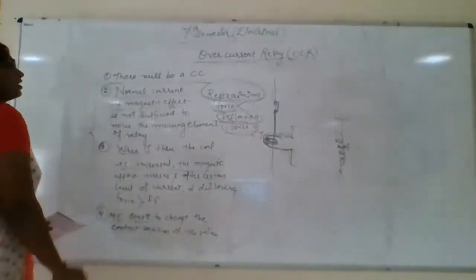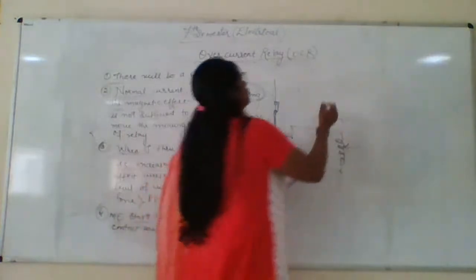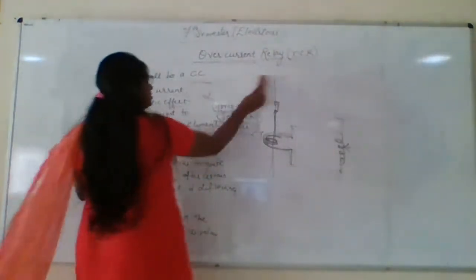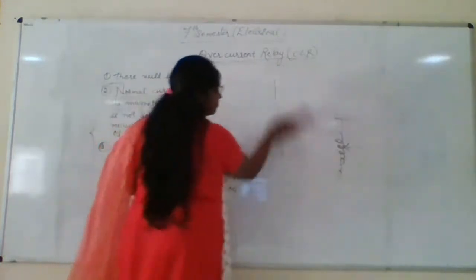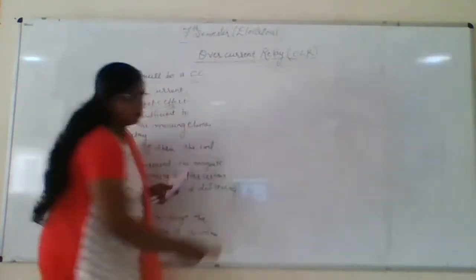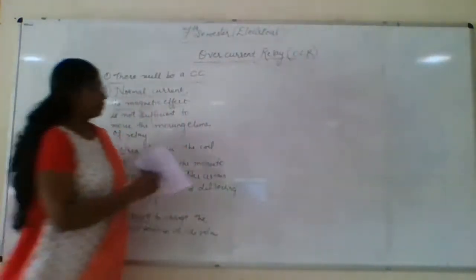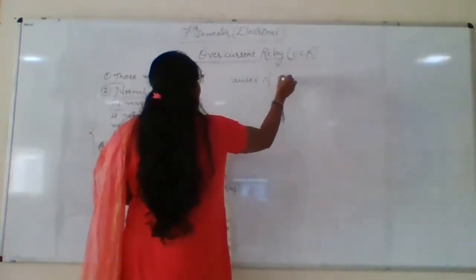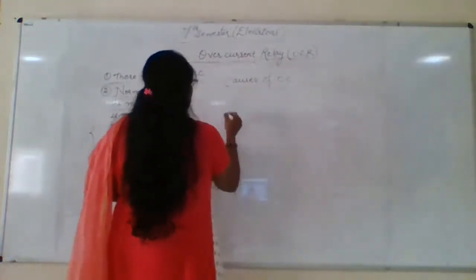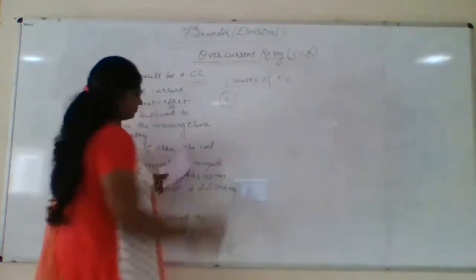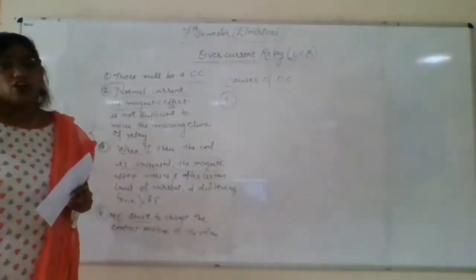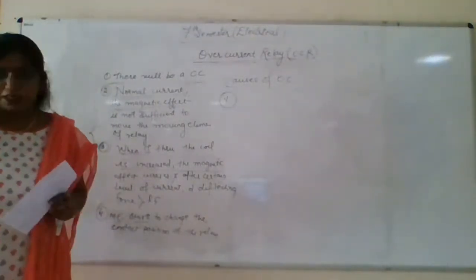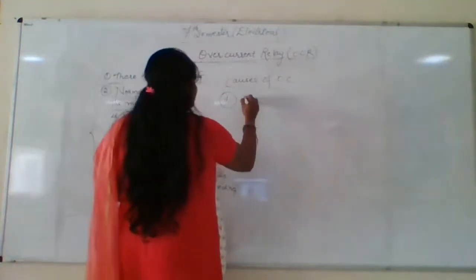So again, now moving towards causes of overcurrent. I believe this is clear to you, children. So now, causes of overcurrent. What is overcurrent? There are mainly three noticeable major causes of overcurrent. So first is excessive load.